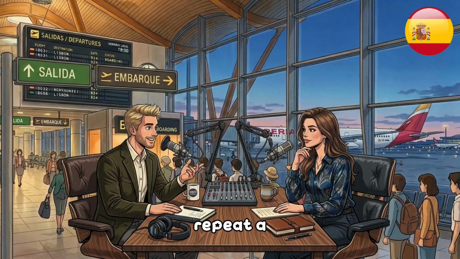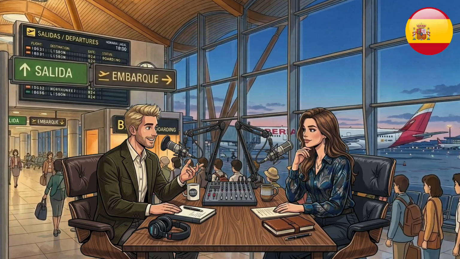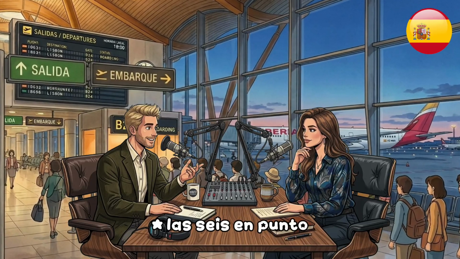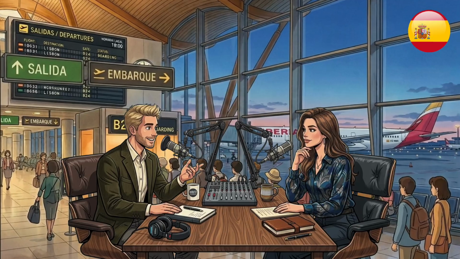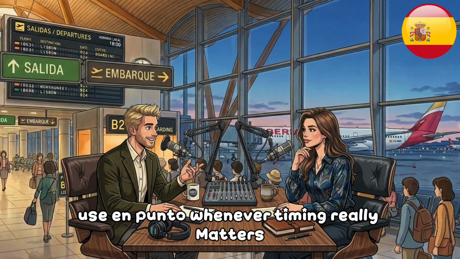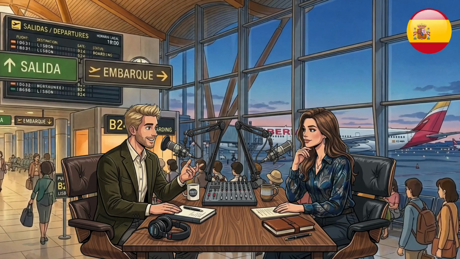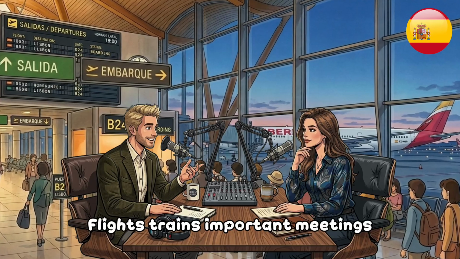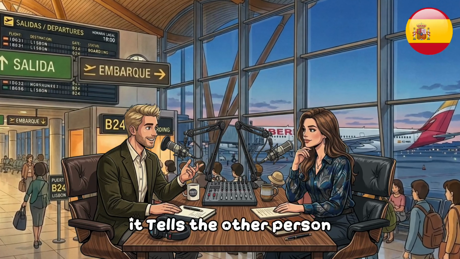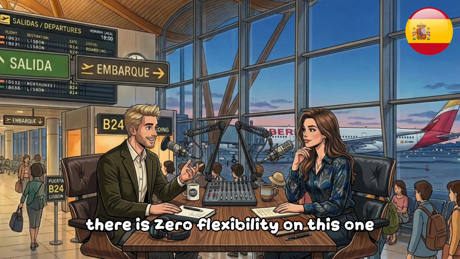Repeat. A las 6 en punto. Use en punto whenever timing really matters. Flights, trains, important meetings. It tells the other person there is zero flexibility on this one.